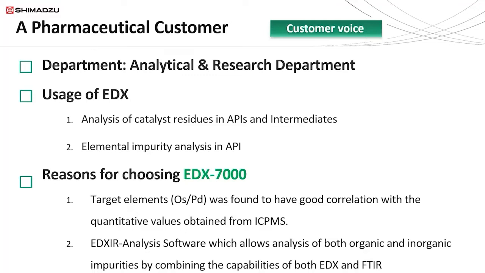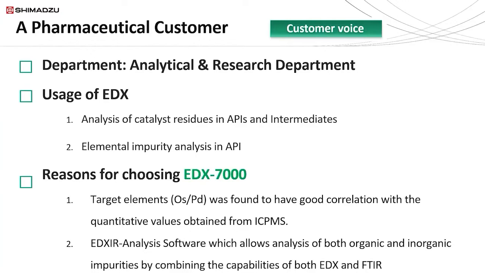They also use it for elemental purity analysis in APIs, things like lead, arsenic, class 1 elements. The reason they chose the EDX system was that the target elements, they were primarily interested in osmium and palladium, had a good correlation with that obtained from ICP-MS.